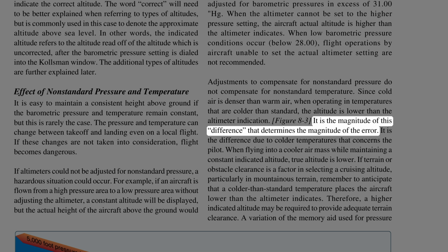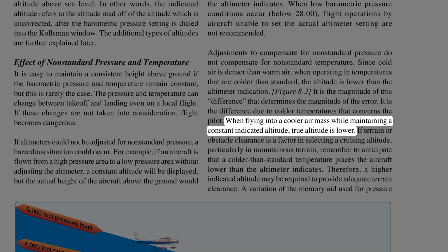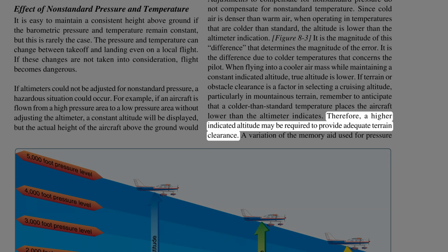It is the magnitude of this difference that determines the magnitude of the error. It is the difference due to colder temperatures that concerns the pilot. When flying into a cooler air mass while maintaining a constant indicated altitude, true altitude is lower. If terrain or obstacle clearance is a factor in selecting a cruising altitude, particularly in mountainous terrain, remember to anticipate that a colder than standard temperature places the aircraft lower than the altimeter indicates. Therefore, a higher indicated altitude may be required to provide adequate terrain clearance.